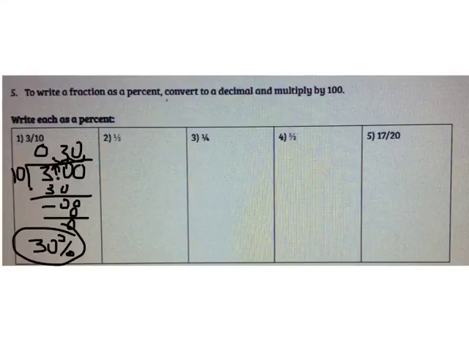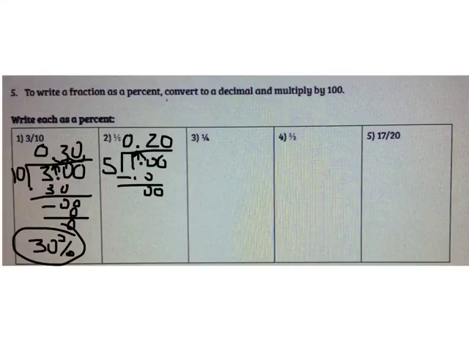Let's convert 1/5 into a percent. First, I need to convert it into a decimal through division. How do I write 1/5 as a decimal? Well, 5 goes into 10 twice, so the answer is 2/10, or 20 hundredths. Now how do I write 20 hundredths as a percent? Well, I move the decimal twice. The answer is 20%.